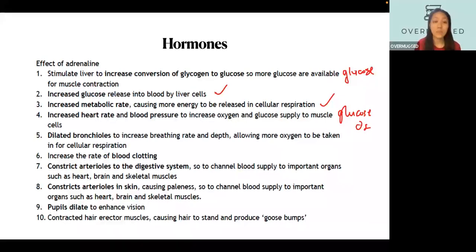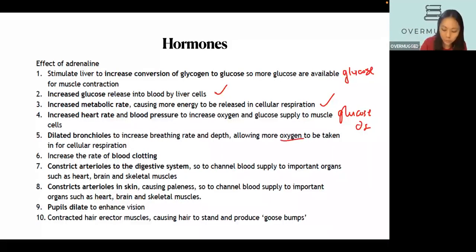And then next is dilated bronchiole. Your bronchiole is the breathing tube, right? Nose, trachea, and then bronchiole. Dilated bronchiole means an increase in breadth, so more air can pass through, increasing breathing rate and depth. Rate means the speed, and depth means how much you are breathing in and out. So that allows more oxygen to be taken in, and it allows more CO2 to be pumped out, right?